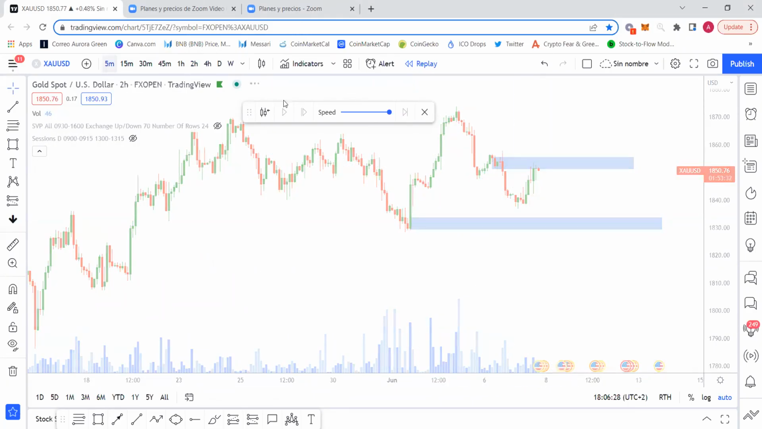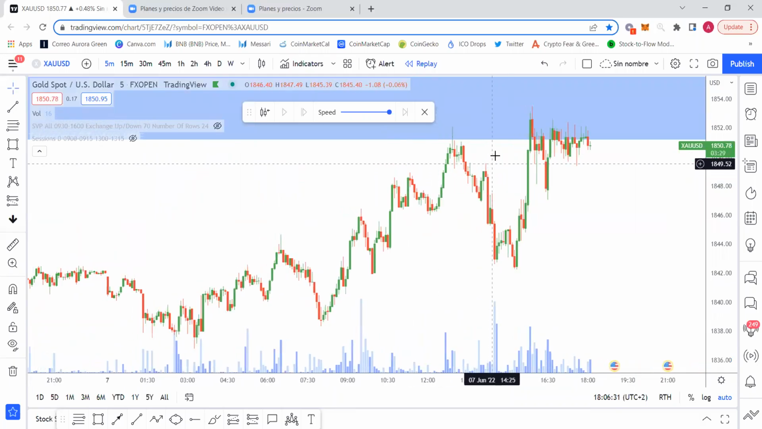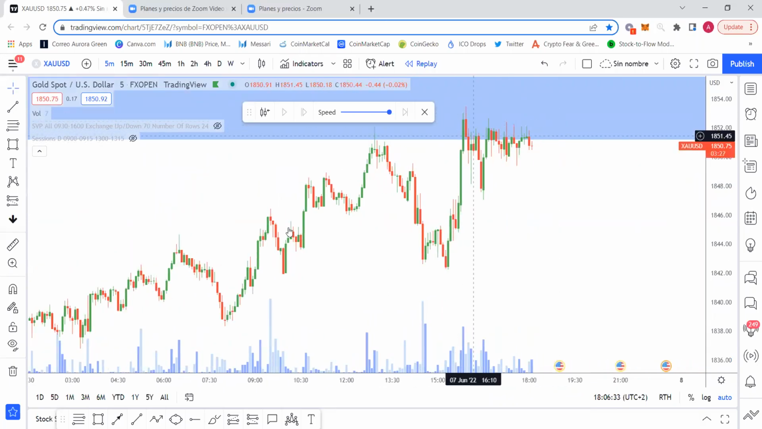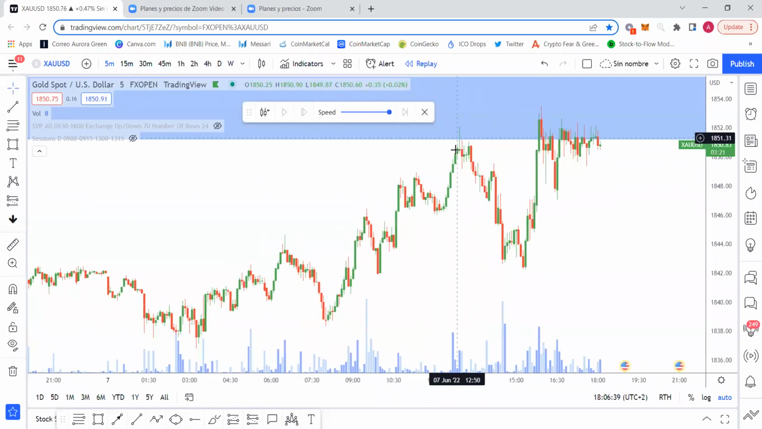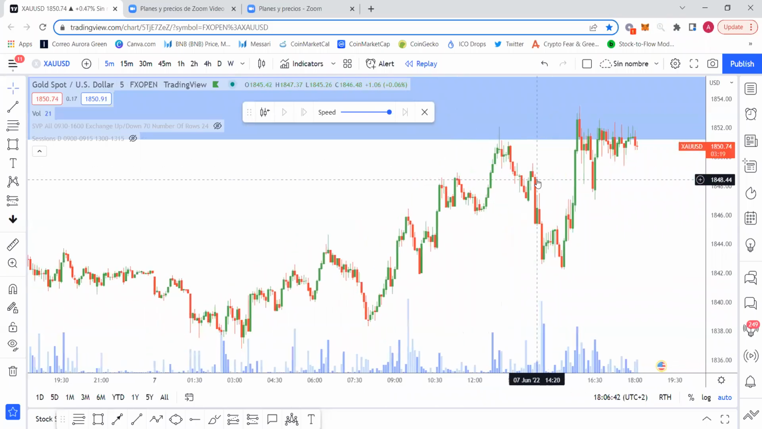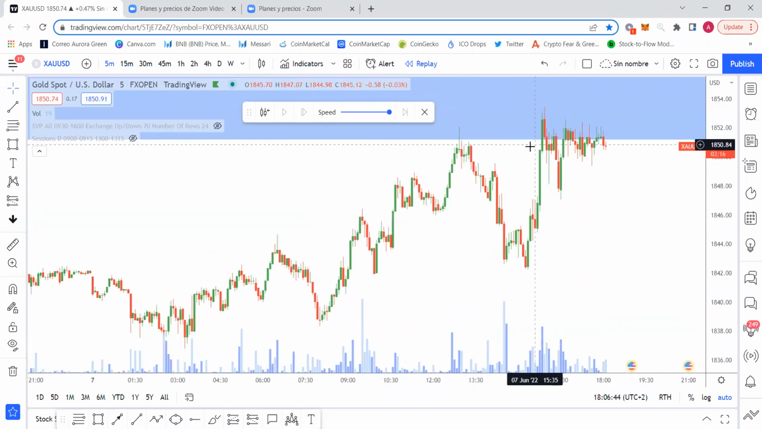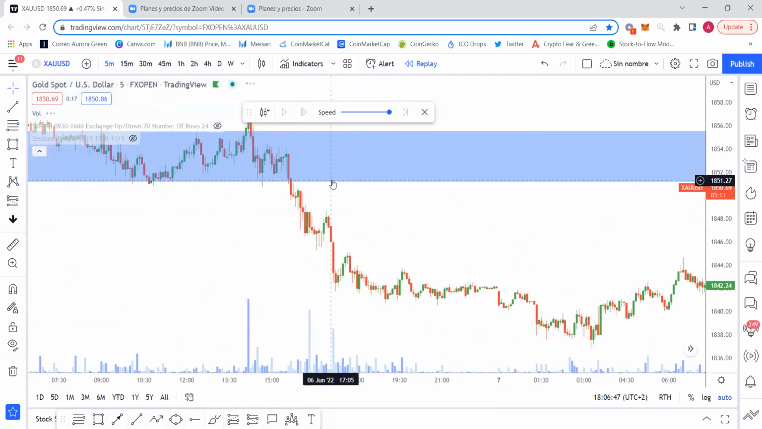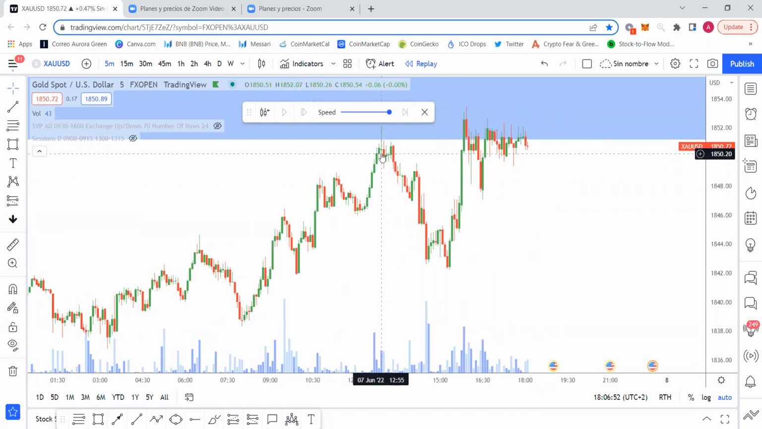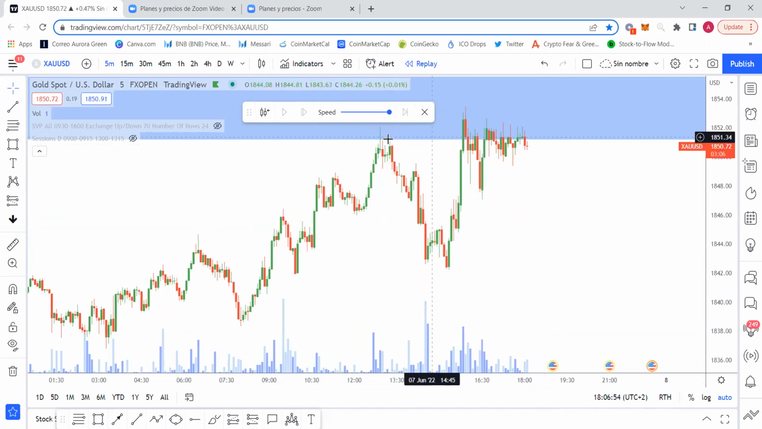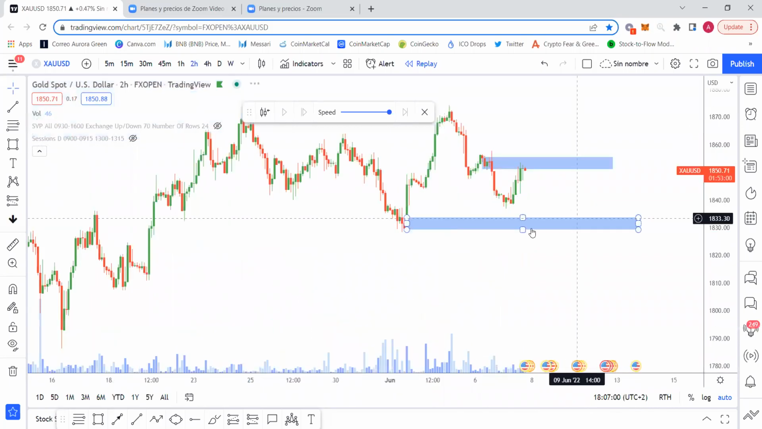If I find a supply zone on the 5-minute time frame, for example, let's see if I can find a clear example. I see many, but not one that explains what I want to explain. Well, if I see a supply zone on the 5-minute time frame, I am not going to trade an objective on the 2-hour time frame. You get what I say, guys? I'm not sure if this was very clear.